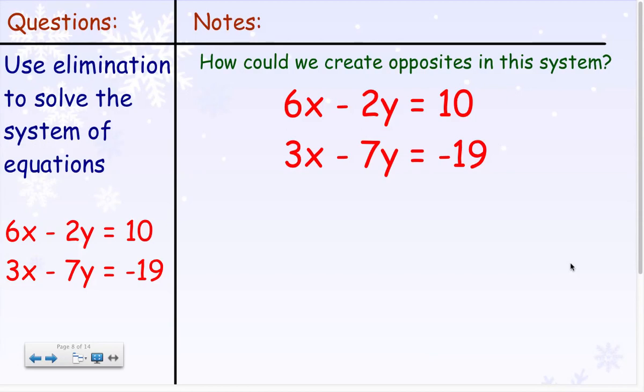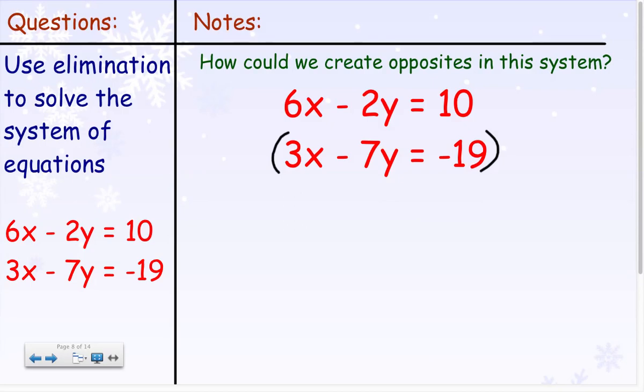Well, let's look at our x's. We have 6x and 3x. 3x can go evenly into 6x, so that is a possibility. Let's look at our y's. 2 can't go evenly into 7. 2, 4, 6, 8. So that's not going to work. So that means we have to work with this bottom equation and try to eliminate our x's.